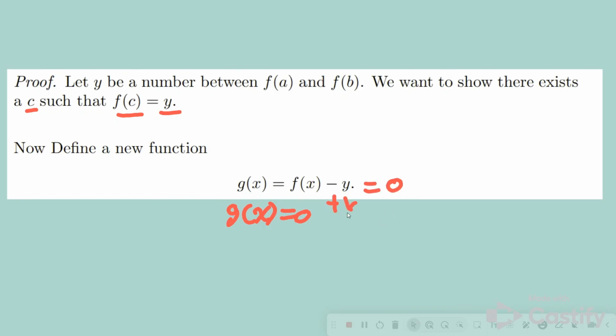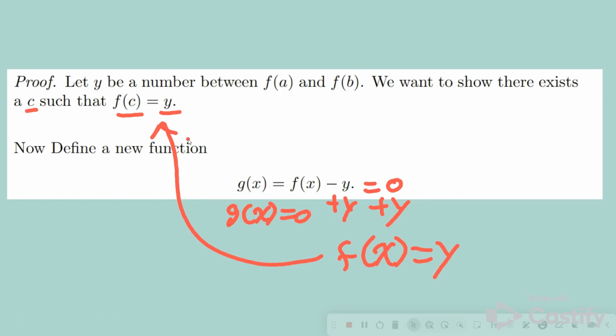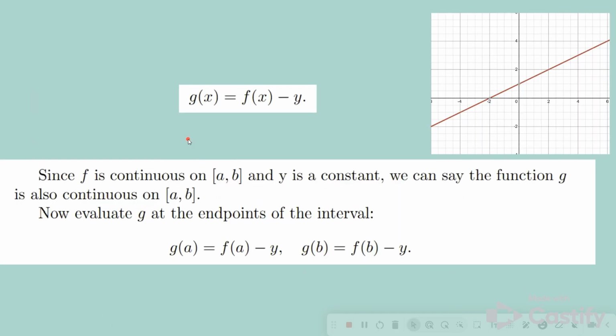And then once you add y to both sides, you're left with f of x is equal to y, which pretty much completes the proof because we'll just have it right there, which is exactly what we're looking for. So let's go on to the next step.